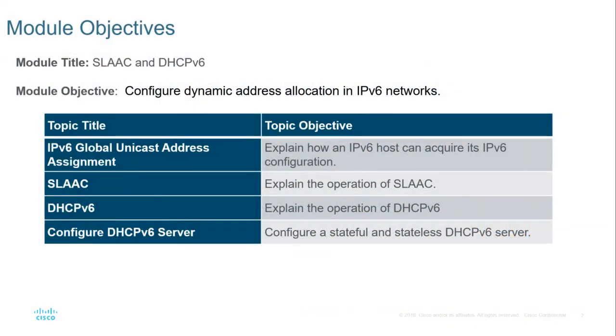So in this module, these are the areas that you're going to cover. IPv6 Global Unicast Address Assignment, then stateless address configuration, and then we have Dynamic Host Configuration Protocol version 6, then how to configure the DHCPv6 server.